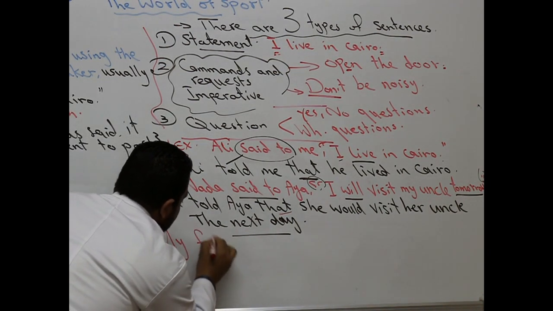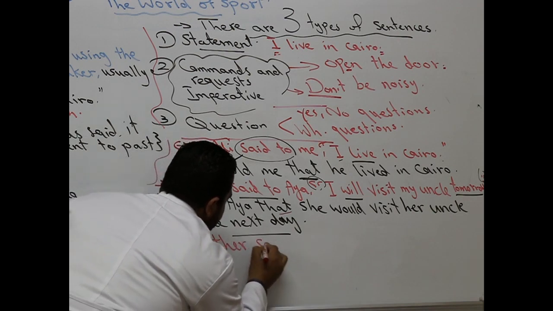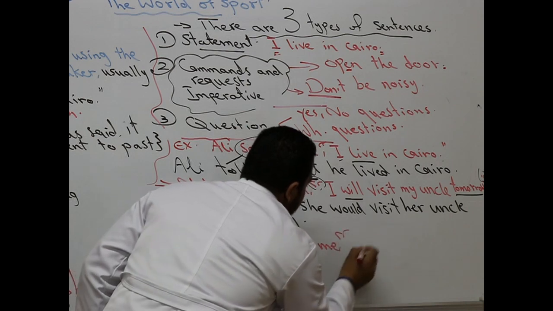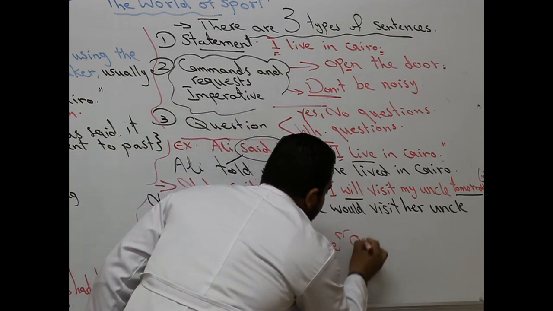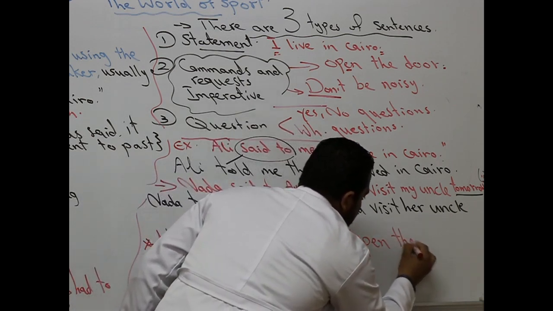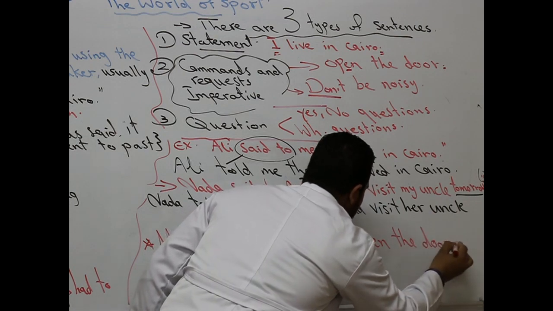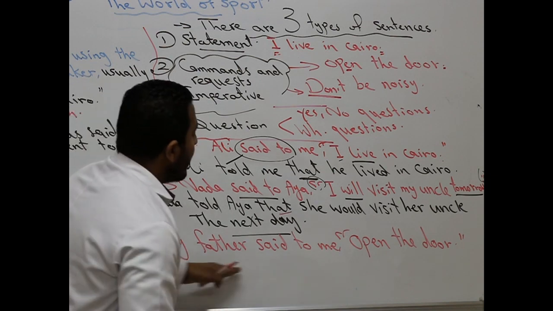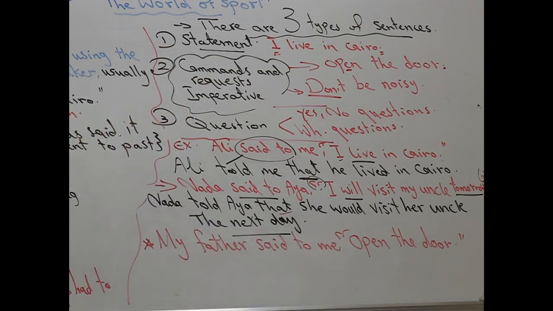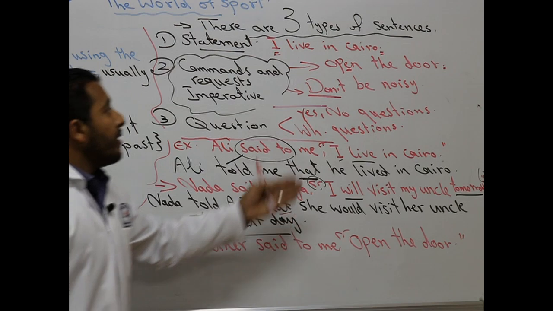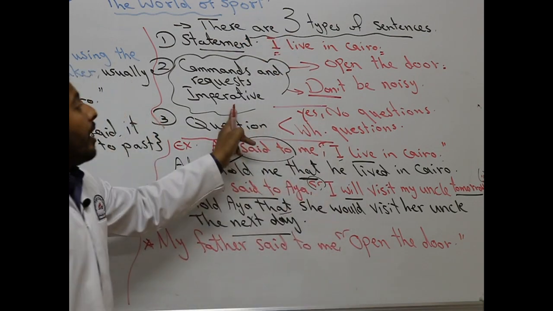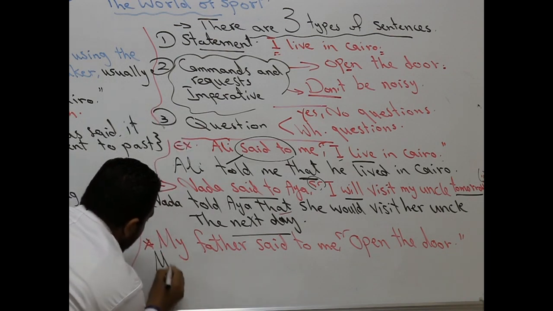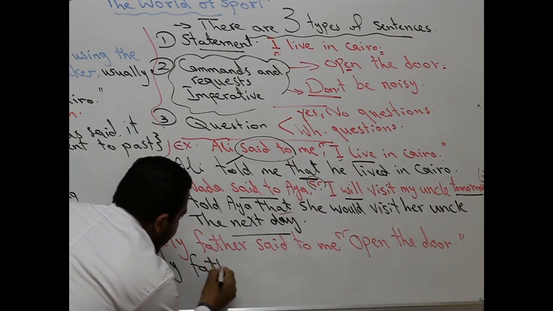My father said to me, open the door. My father said to me, open the door. First, identify the type of the sentence. It's an imperative. دي جملة أمرية. Okay, my father.